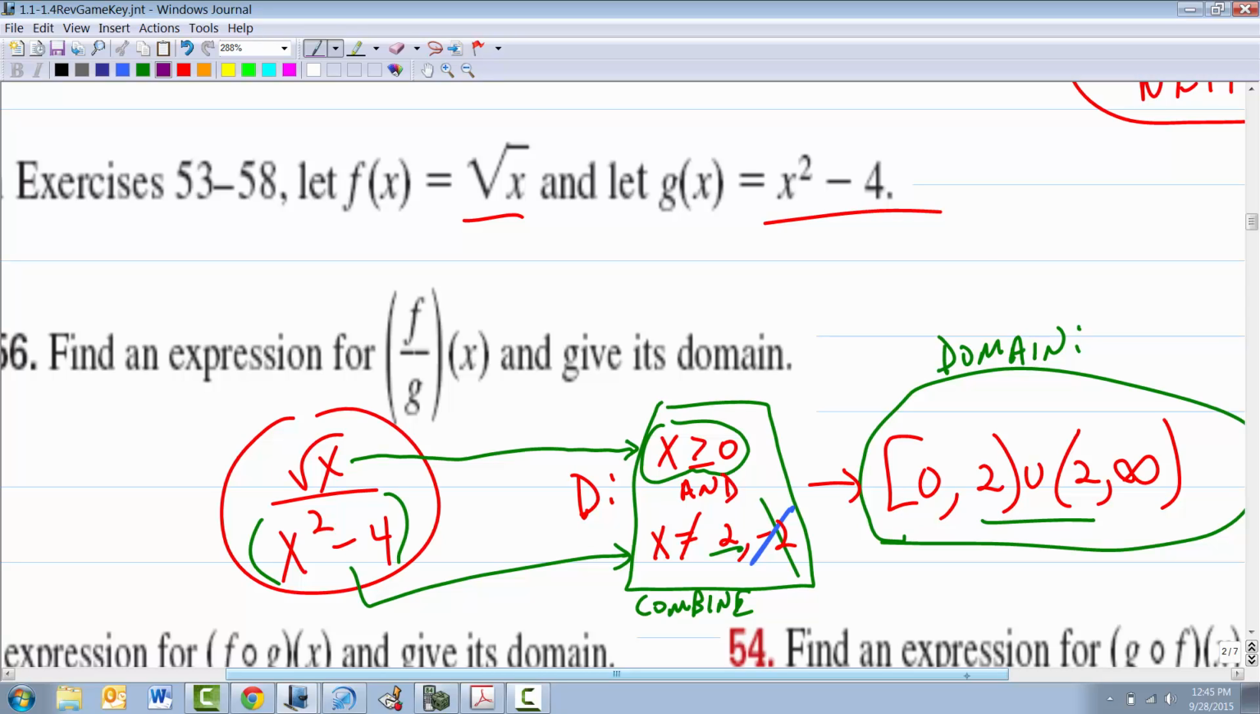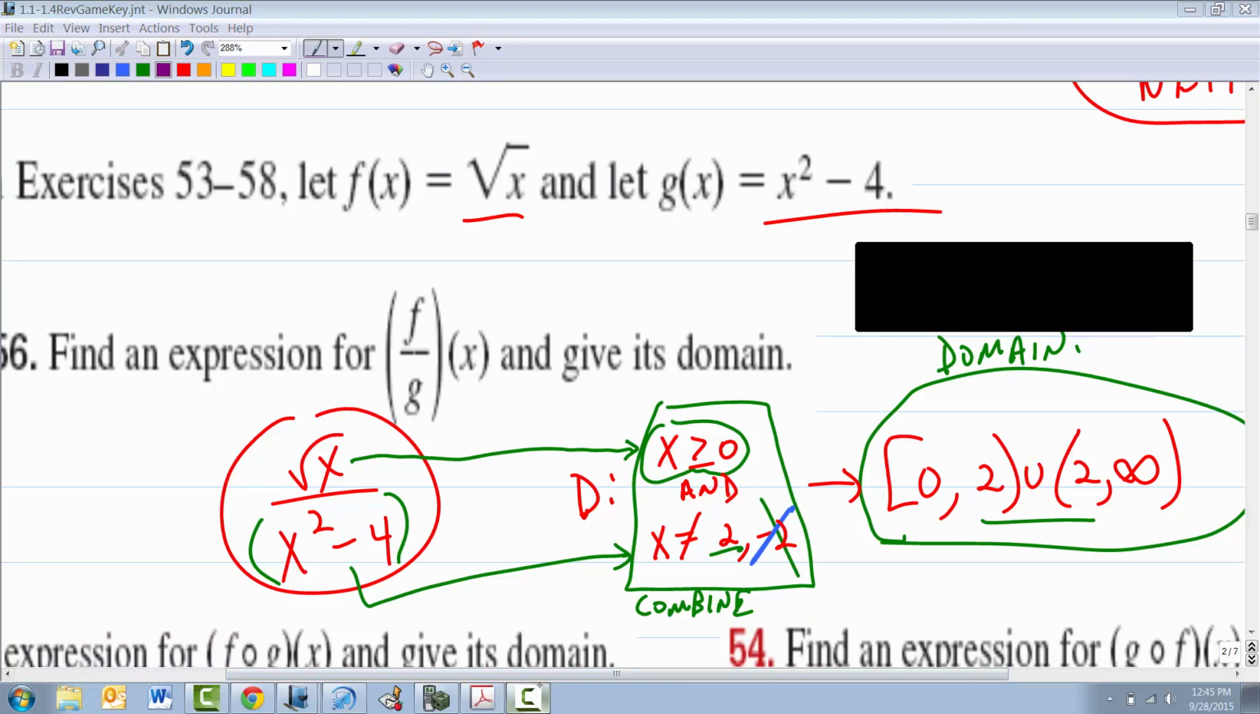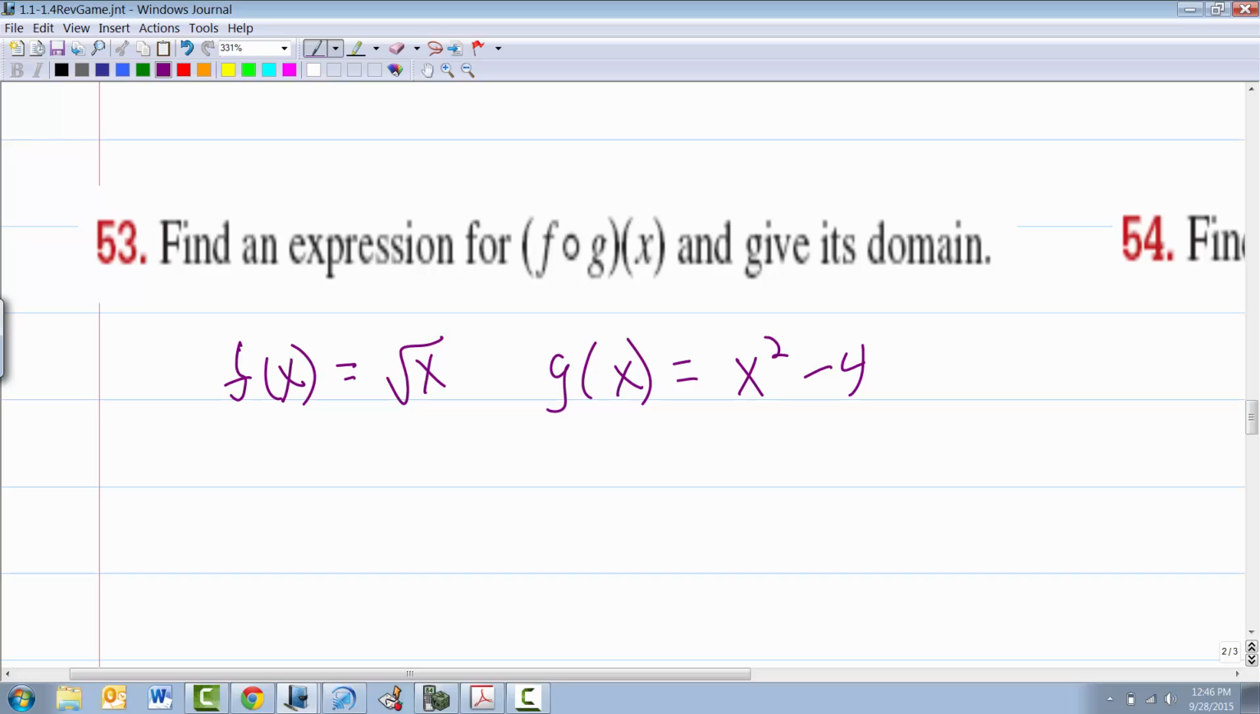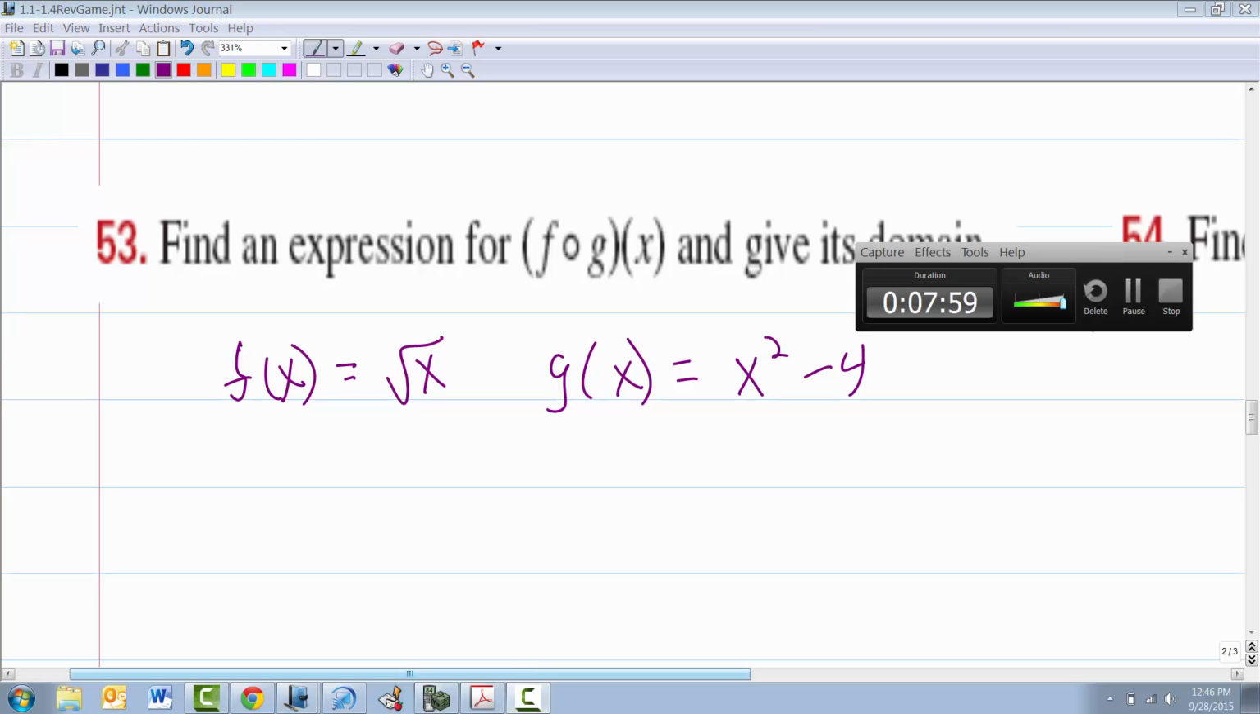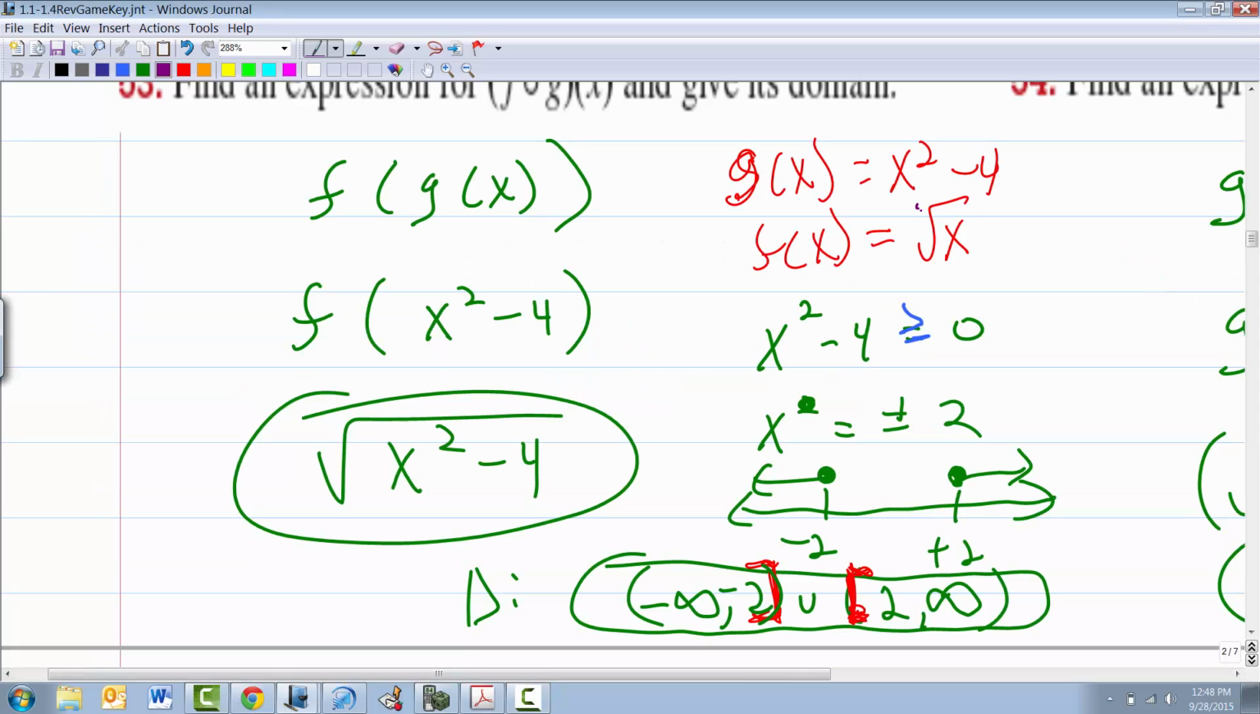All right, so a little bit of a complicated domain. Obviously, the division statement's pretty easy. Find f of g of x. Yeah, go ahead. You need to know this. We said, what's the domain of the square root of x? What's the domain of that? Only what?